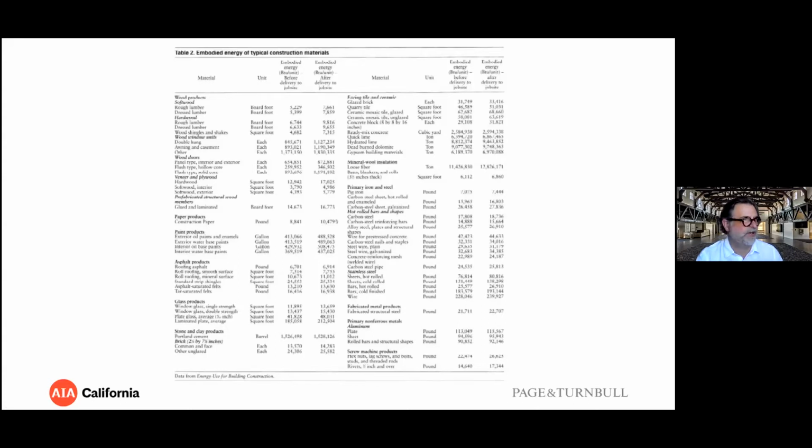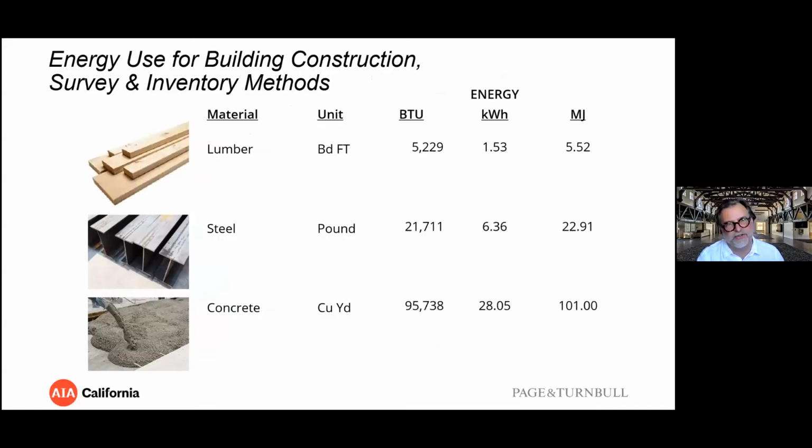So this is a chart from their publication, Energy Used for Building Construction. And here's just a simplified version. They were measuring everything in British thermal units, which is starting to be a little bit outdated. I threw it into kilowatt hours and megajoules, but they identified early one of the complexities of this: what's the functional unit that you're going to use for all these different things.